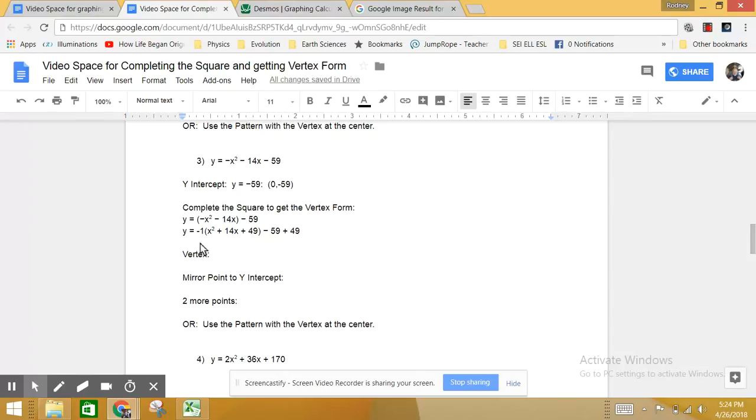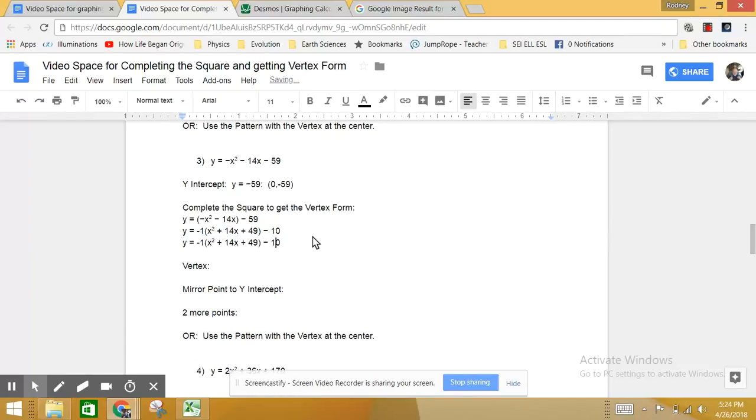It looked like adding 49, but it was really subtracting 49. So when I subtracted 49, I had to add 49. So now we can simplify. Negative 59 plus 49 simplifies to negative 10. And then this part here becomes negative 1 times a perfect square. That's going to be x plus 7 squared. Oops. And now I have my vertex.